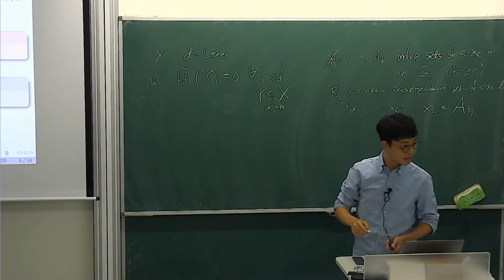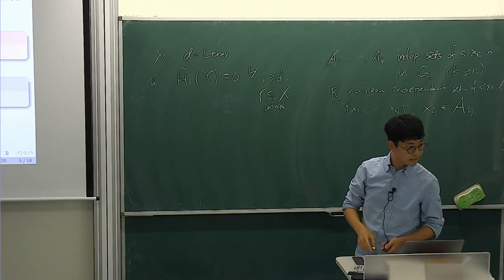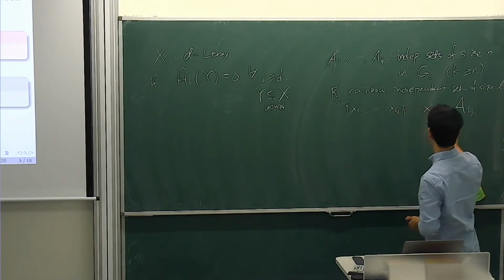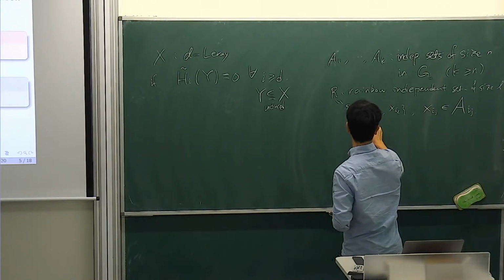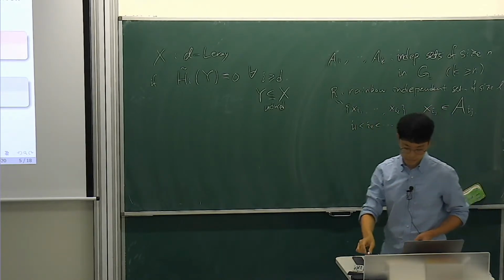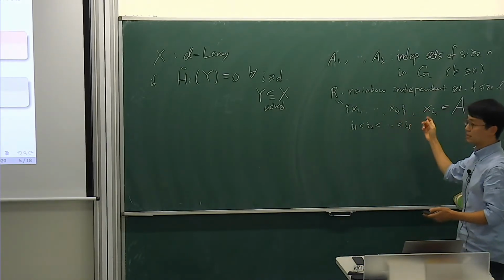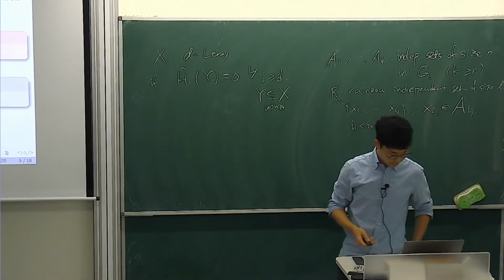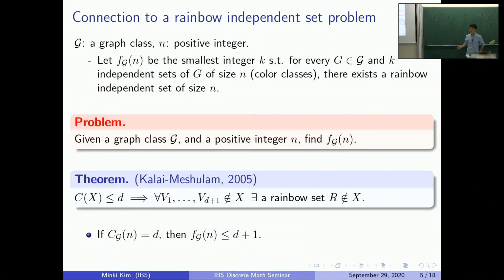I wonder, can we choose more than one vertex from each cluster? No, just one. The indices should be all distinct. Is it clear? In the theorem, what's the V_i? Yeah, these V_i's are the color classes.